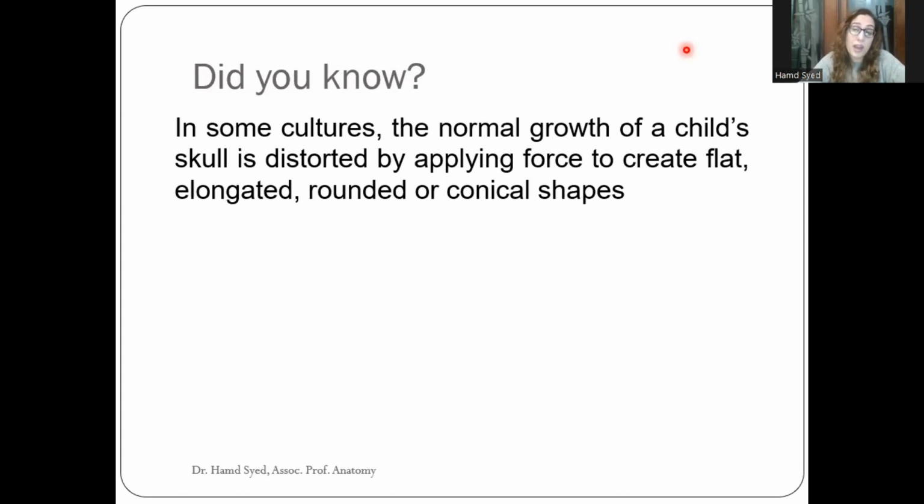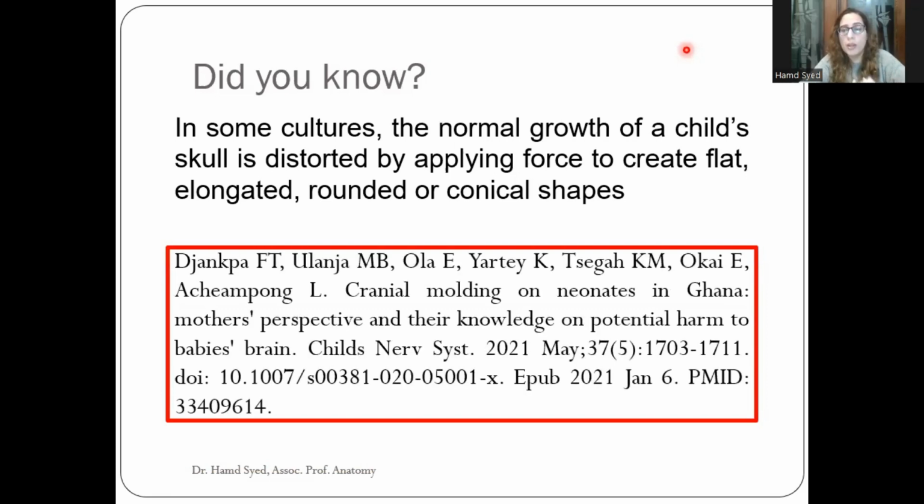Now, here's an interesting fact: in some cultures, the normal growth of a child's skull can be distorted. It is distorted by applying force to create flat, elongated, rounded, or conical shapes. Although it can have a negative impact on brain growth and development, and it is a practice which should be avoided, yet in certain cultures and in certain parts of the world, this is artificially induced. Pressure is applied to different parts of the skull, and that creates a certain specific shape of the skull.